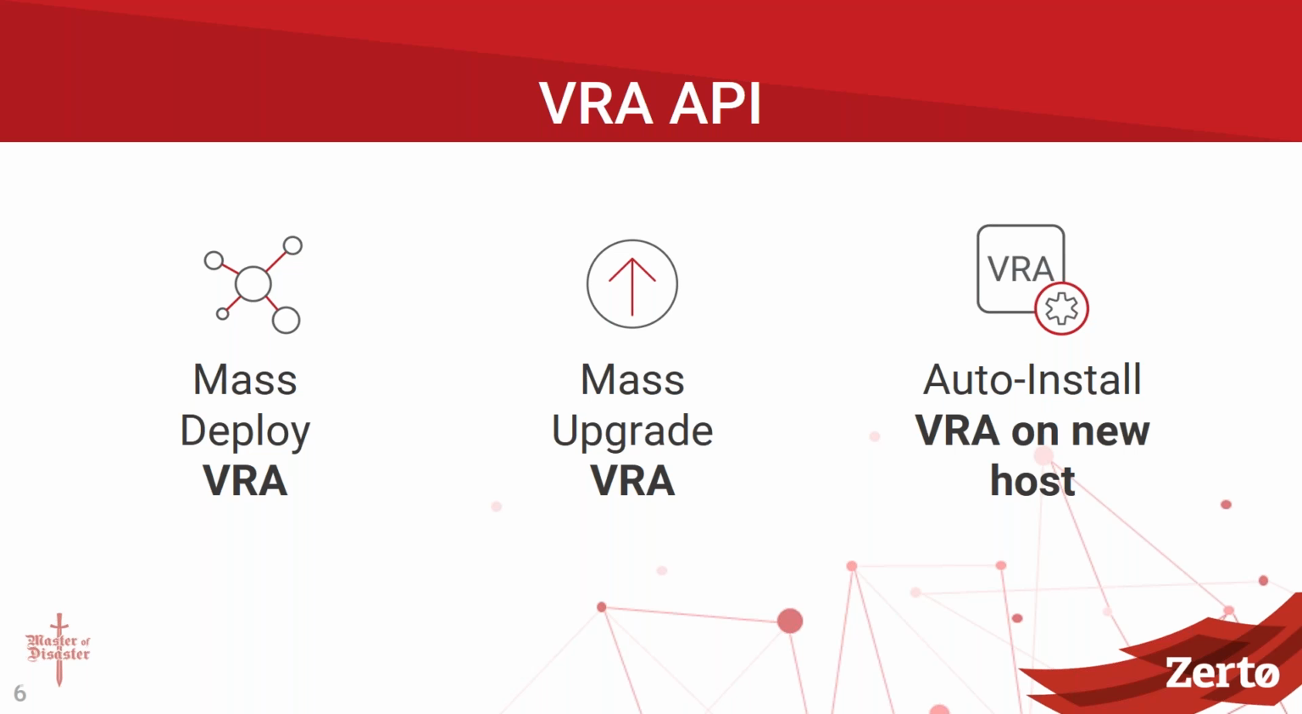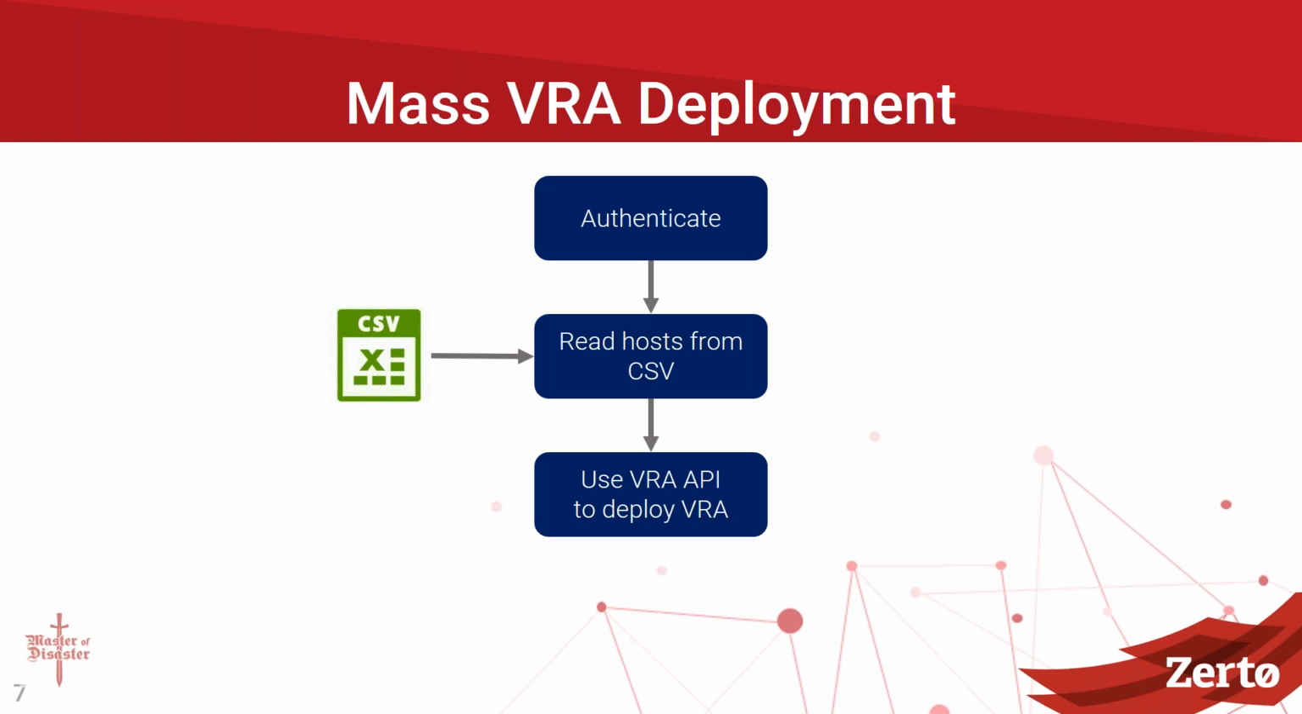Now, I'm going to specifically look at the mass deploy of VRA. So this is a really basic workflow of the VRA deployment. Of course, I needed to make this in a readable format. What we're actually using is a comma-separated value file that has a list of all the hosts in there. It has the IP address, name of the host, which data store you want to install the VRAs on, IP address for those VRAs.